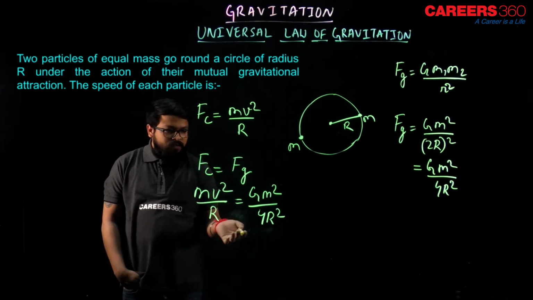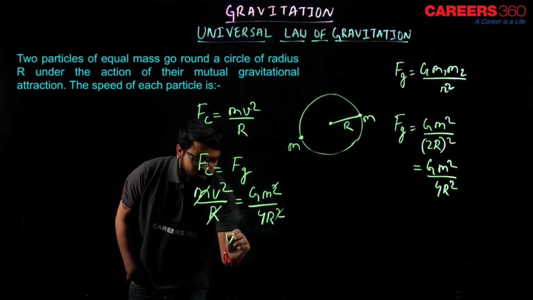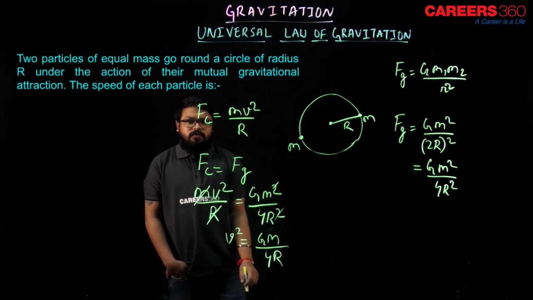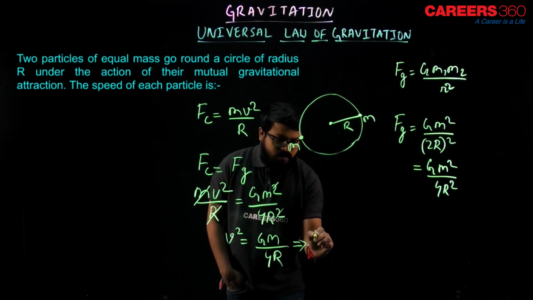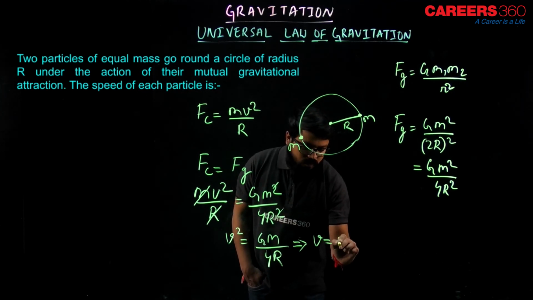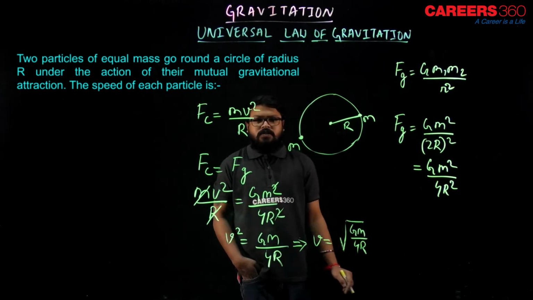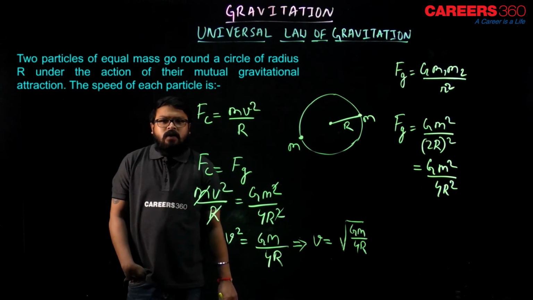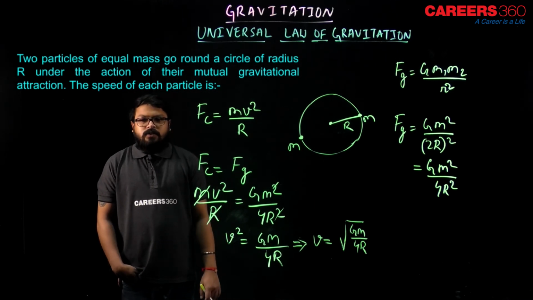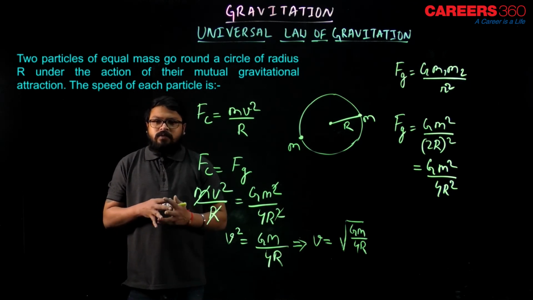From here, if we simplify this, what do we get? m gets cancelled, one r gets cancelled, isn't it? So v square is nothing but Gm upon 4r. Taking square root on both sides, we get v equals under root Gm by 4r. Under root Gm by 4r is the speed of each particle going around on a circle of radius r under the action of the mutual gravitational force. So that was all about our universal law of gravitation. Thank you.